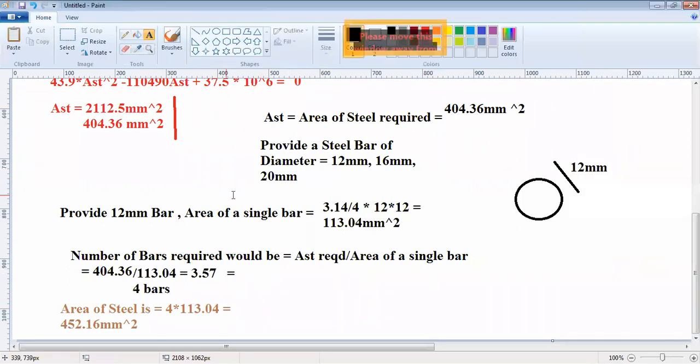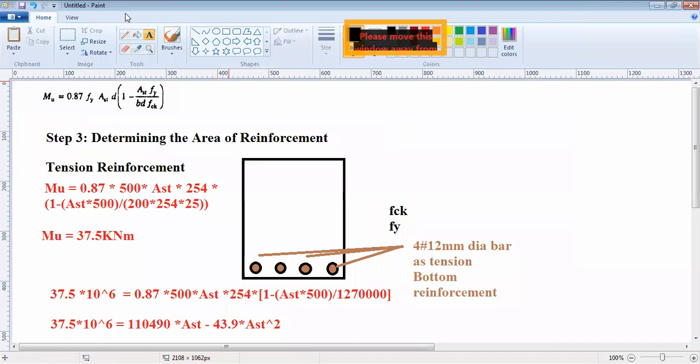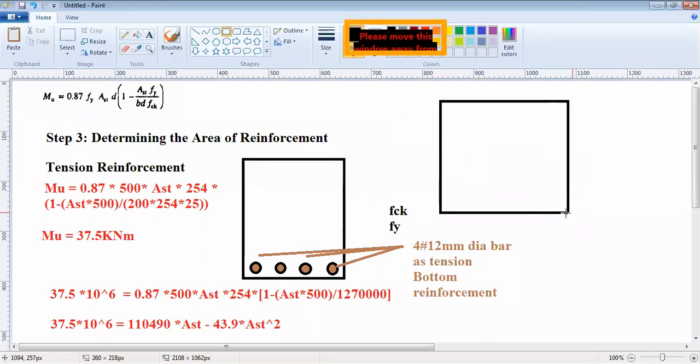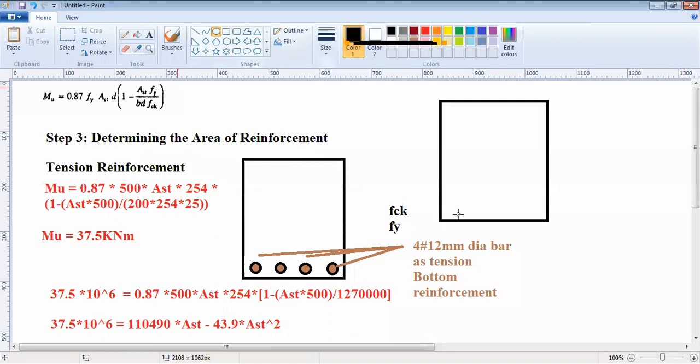Now, how much distance is coming between these 4 bars? Let's check this. This is the first bar, this is second, this is third, this is fourth. The distance between these bars is, how much was this total? How much was this? 200. This is 200.